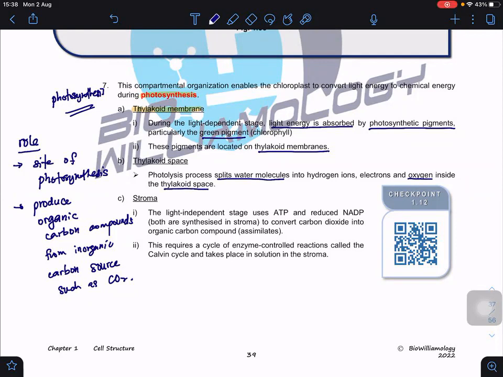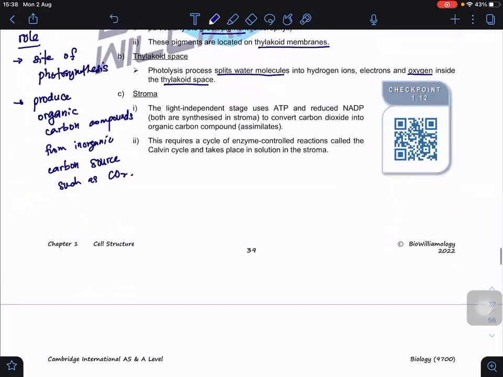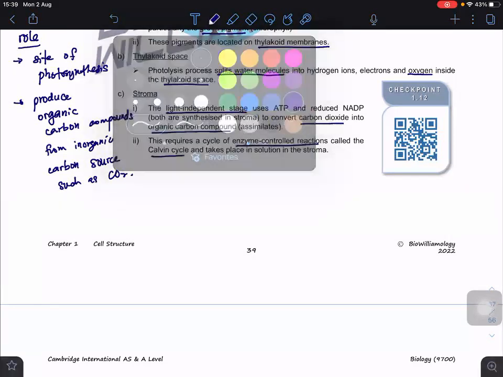And for the stroma, I prefer you to use the term stroma of the chloroplast, or chloroplast stroma. It carries out the light independent stage, which converts the carbon dioxide into organic carbon compounds. These enzyme-controlled reactions, known as the Calvin cycle, take place in the solution of the stroma. Very important here, guys.